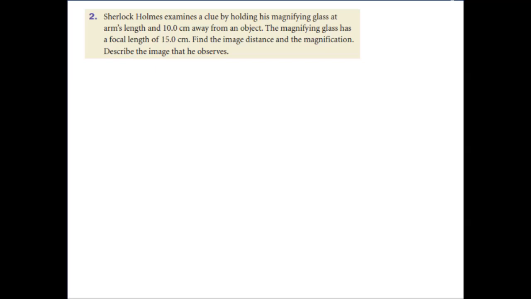So let's do a quick little drawing here. Sherlock Holmes holding a magnifying glass. I know a magnifying glass is a converging lens, sort of like case 6 from my lenses here. So converging lens, focal length of 15 centimeters. And the object is 10 centimeters away from that lens. So if this is the focal point on either side, I have the object that's inside here. So this is where the object is being looked at.